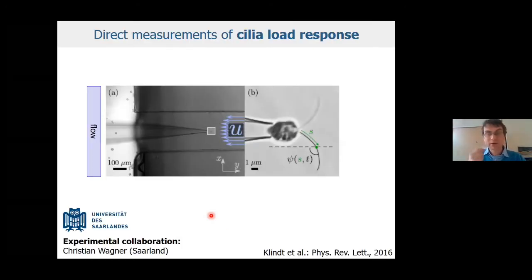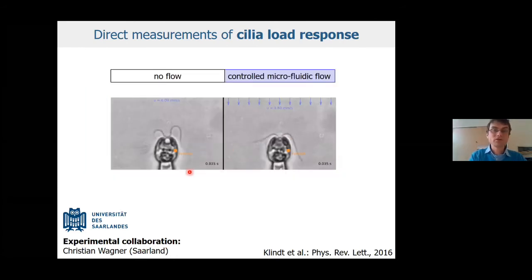And we teamed up with some experimentalists, because I'm just a theoretician, and they put Chlamydomonas in a microfluidic chamber. So here you see the microfluidic chamber. Here you see a micropipette, and this little region of interest, that's the Chlamydomonas cell, shown enlarged here. And what you see now rotated, without flow, this Chlamydomonas is beating nicely in a synchronized fashion. And then the experimentalists can switch on a controlled microfluidic flow. And the two cilia still beat.